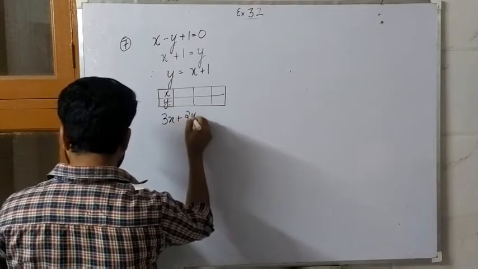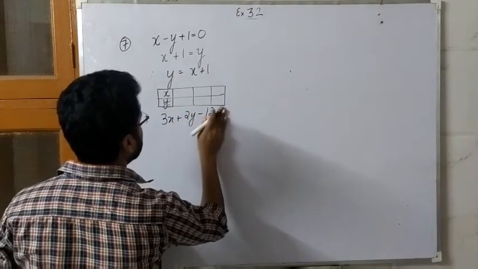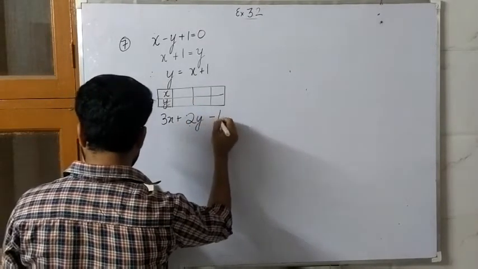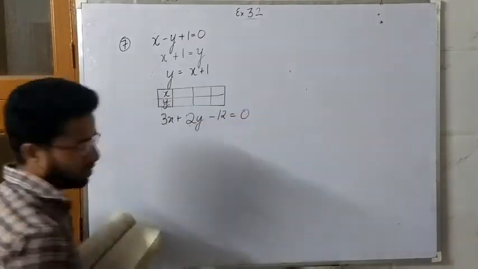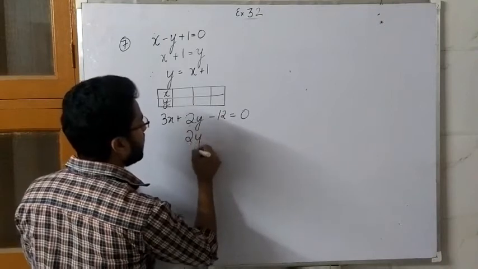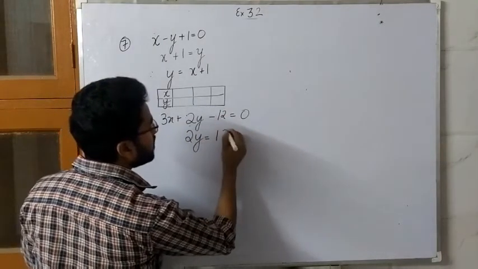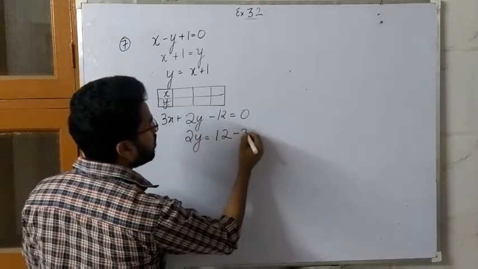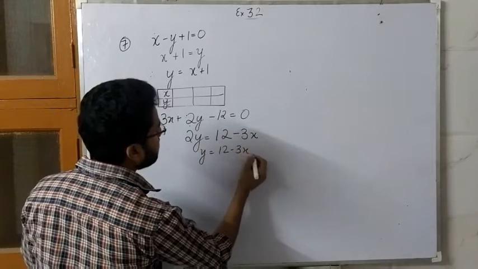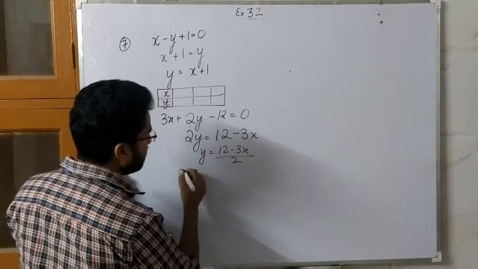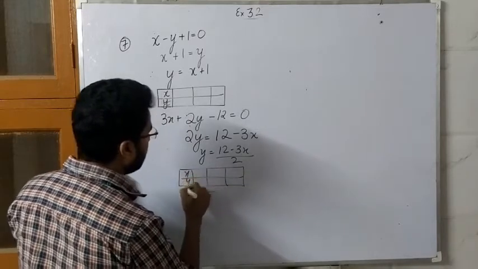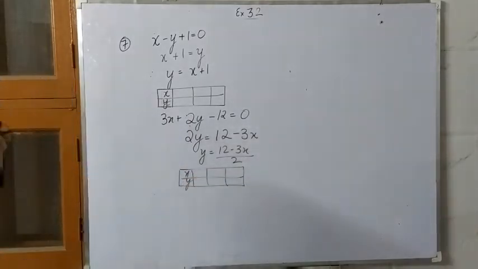3x plus 2y minus 12 equals 0, right? So what we will do, we will again find y in terms of x. 2y minus 12 will go that side and become plus 12, and plus 3x will go that side and become minus 3x. Now y will be (12 minus 3x) divided by 2. Now make the bracket, right, and put the values of x and get the value of y, right?